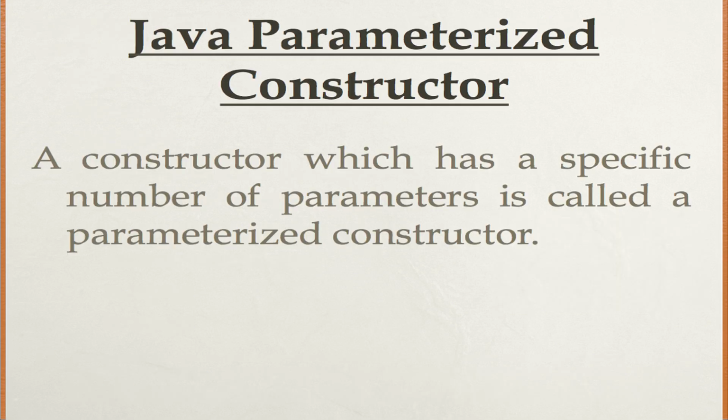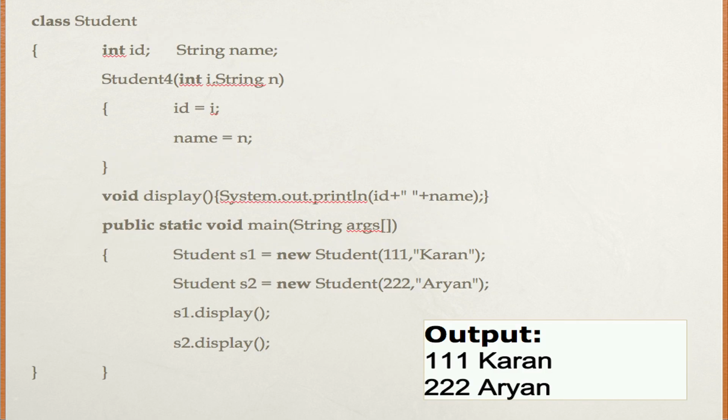Java also has the parameterized constructor, which has a specific number of parameters. So these are two types. Already I have told you there are two different types, default constructor as well as parameterized constructor. Now I am describing the parameterized constructor, where we pass parameters to the constructor. So here is the student class, and inside the student class we have id and name as two variables.